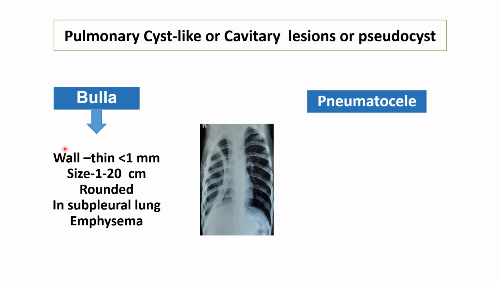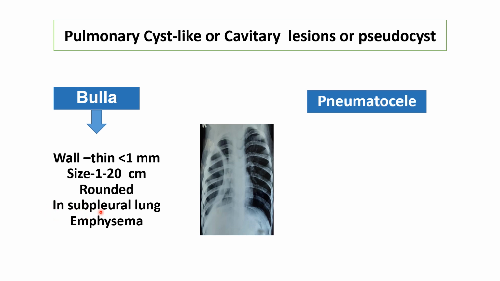For the bulla, it is a thin wall cavity. Wall thickness will be less than 1 mm and the size can vary from 1 centimeter up to 20 centimeter. It can be large enough to cover half of the lung field. Whenever the size of the bulla is more than 1 centimeter, we use the terminology giant bulla. Shape will be rounded and you will find it is radiolucent, so the lung field will be visible.